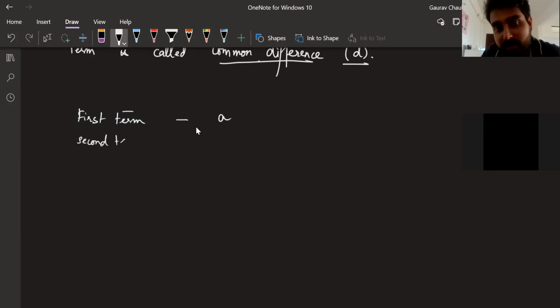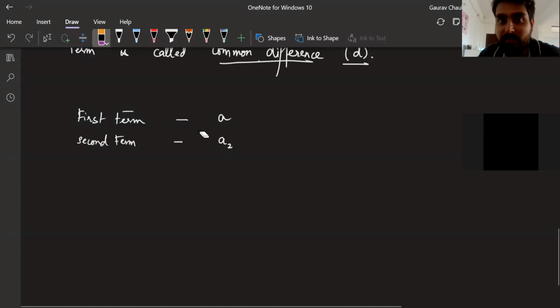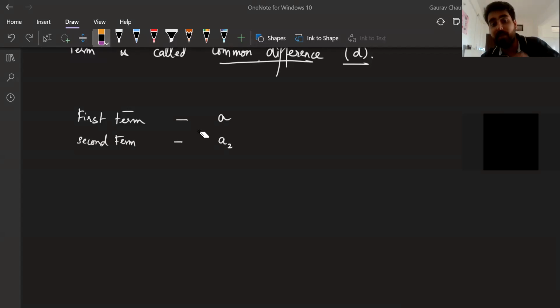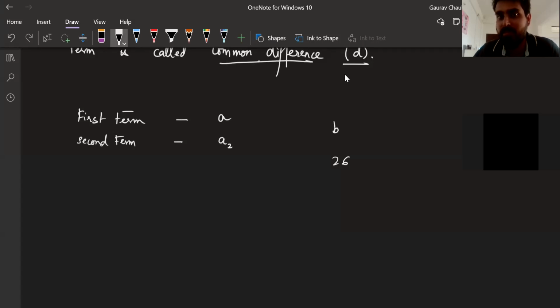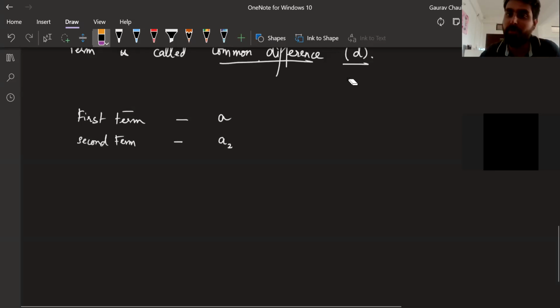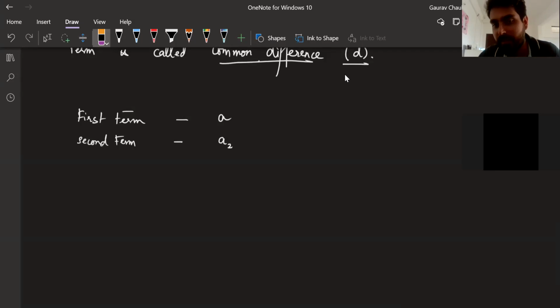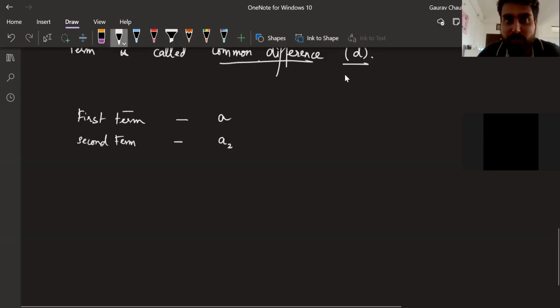Second term, how do you think the second term would be denoted? You write A and then you write 2 below, because if you write 2 above, it will become a square, right? That's not what you want. We write A2. Mansa said B, that was a good guess, Mansa. But then after 26 terms, we will run out of letters, and these progressions can keep on going to infinity. So what we do is A, A2, A3 and so on. The third term will be A3.